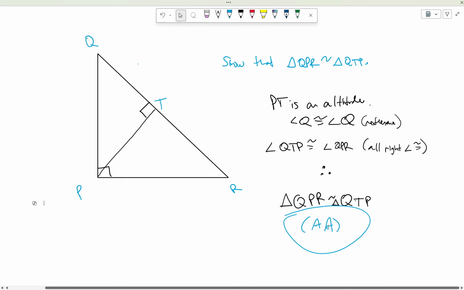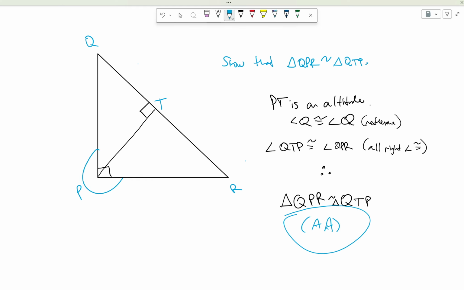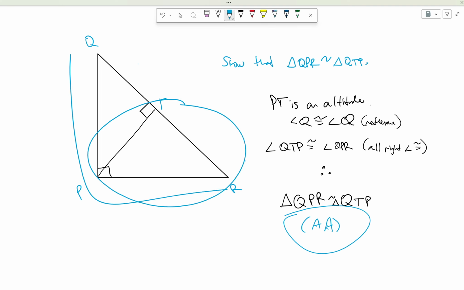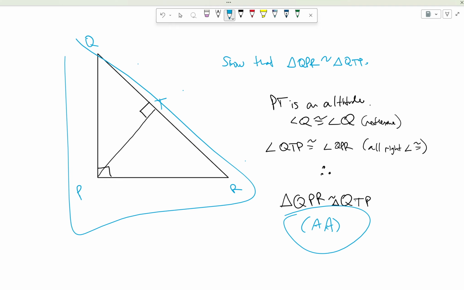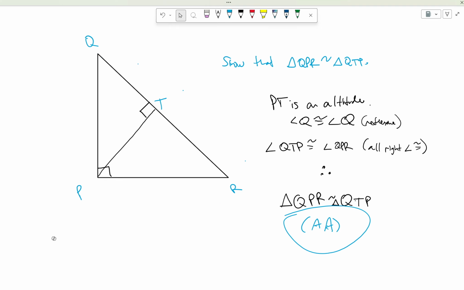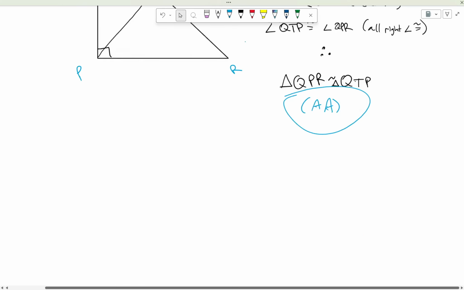Moreover, you could do the same exercise using angle R. And this, of course, is going to be a right angle as well. This is your right angle. And then you have angle R reflexively, right? For both of these triangles, this guy and this guy. And if this triangle, who's the big guy, is similar to both these smaller two triangles, this one and this one, they will also be similar to each other reflexively.